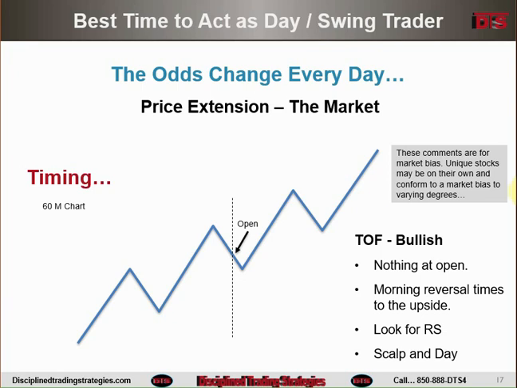And again, notice what it says up here. It says these comments are for market bias. Unique stocks may be on their own and conform to a market bias to varying degrees. And again, that's a big topic in terms of how much you use a market bias for different stocks. But what that's simply saying is, here's our market bias. Here's what we're looking at for the typical stock. If we didn't have something unique or weird, what would you do if you had to trade the market this day, or everything looked like the market, and you open right there? What do you do in the morning?